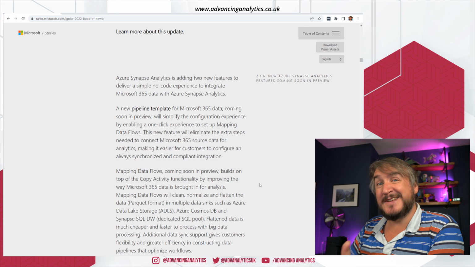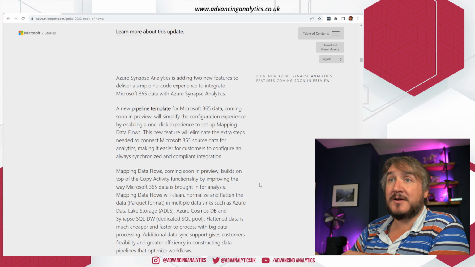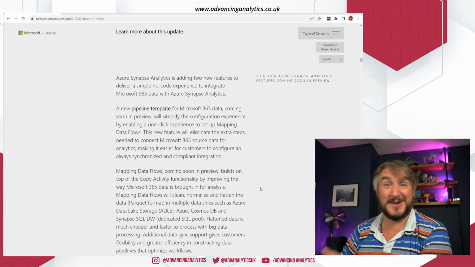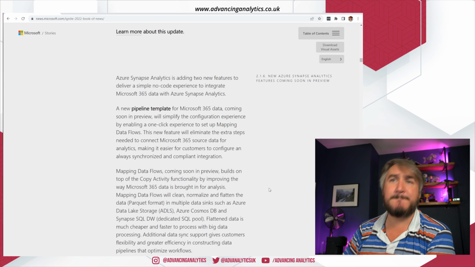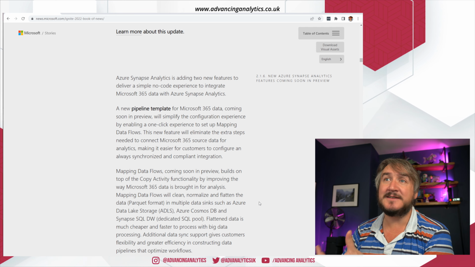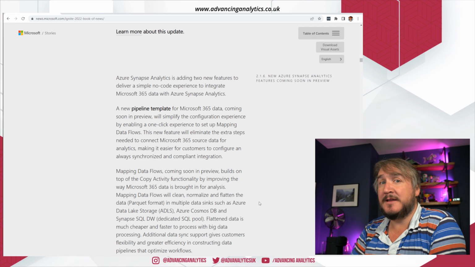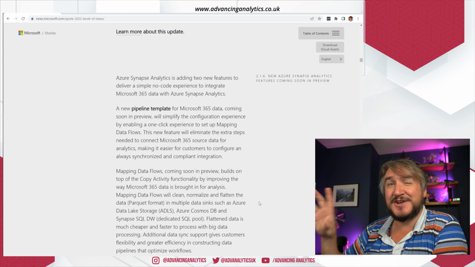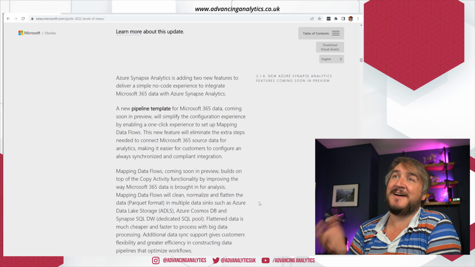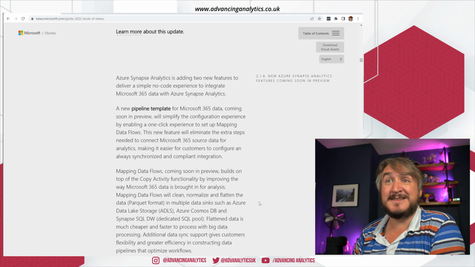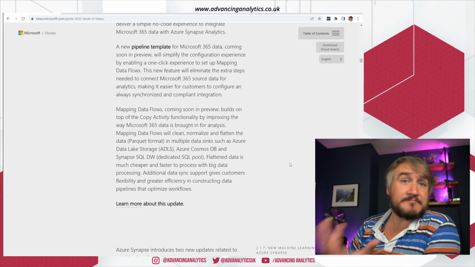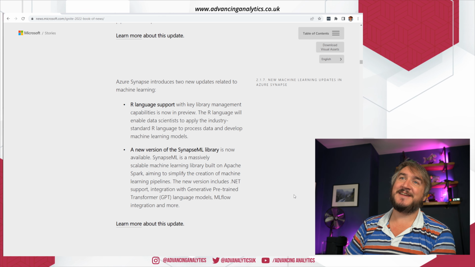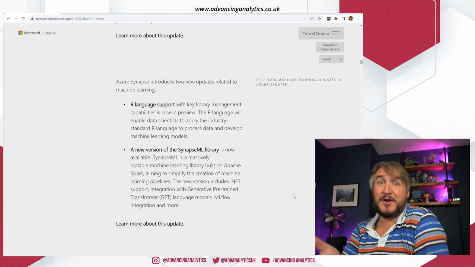I prefer it wasn't mapping data flows and having to spin up the Spark cluster that goes behind it, because I normally have another Spark cluster set up. I prefer to just copy data into a lake and then start doing things from there. But still, it makes that experience easier, and it's nice that it's fairly low code. So if people are looking after that Microsoft 365 data and trying to stand up a data product based on it, they can do that fairly easily without a load of tech skills. It's useful. The other one we've seen is R language support in preview inside Synapse Spark pools.